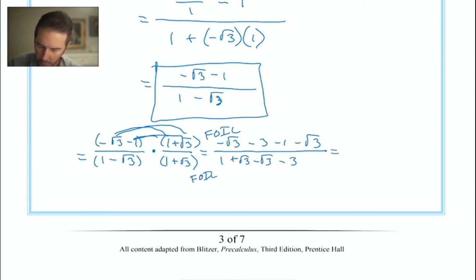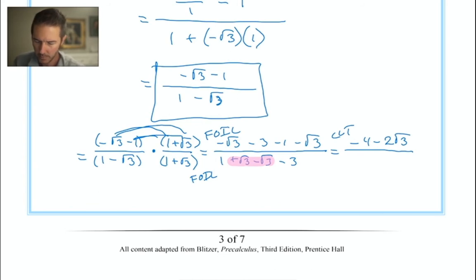And then in the numerator and denominator, we're going to combine like terms. I like to write CLT. In the numerator, I have negative 4 minus 2 times the square root of 3, or some people say minus 2 square roots of 3. In the denominator, the positive root 3 and negative root 3 canceled out.